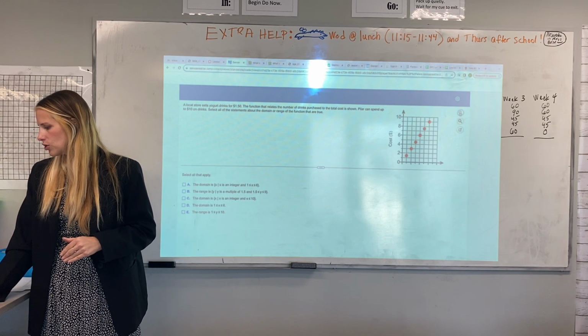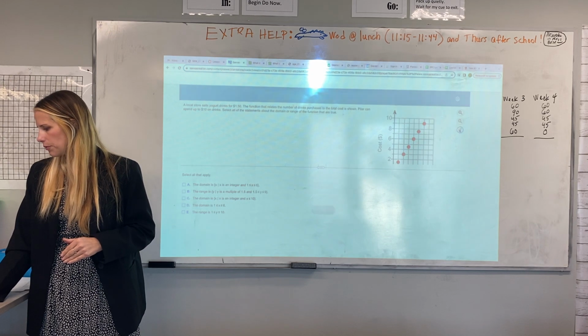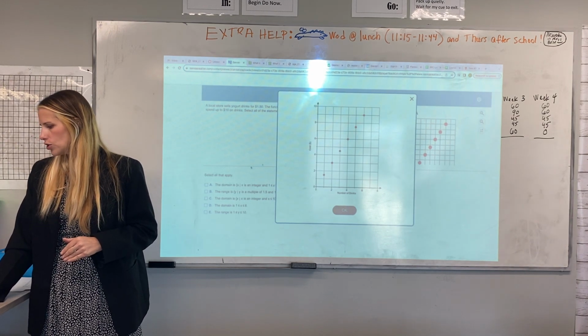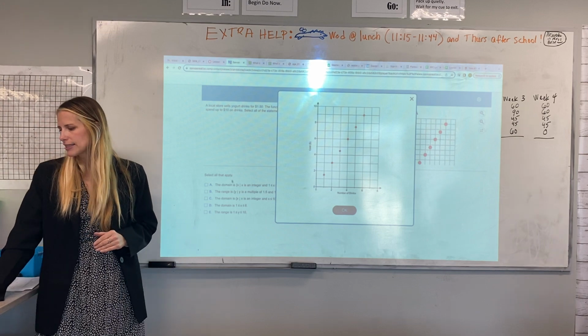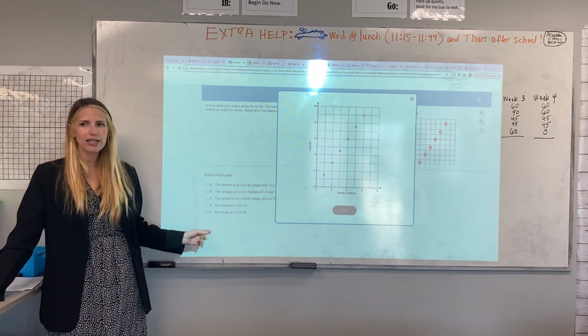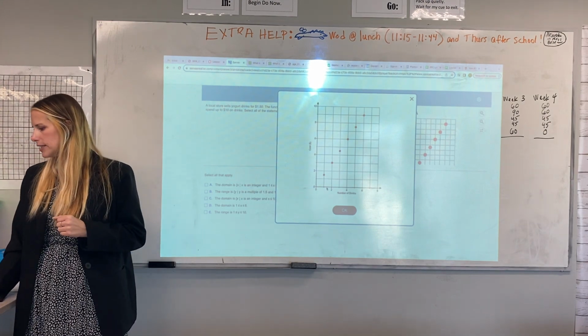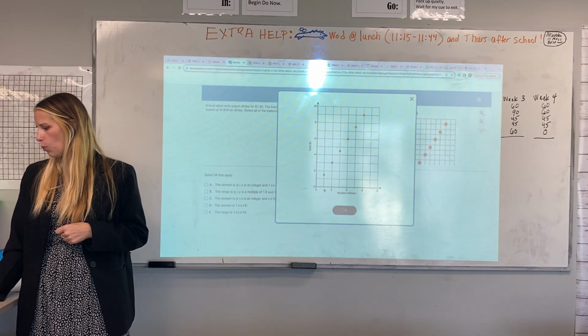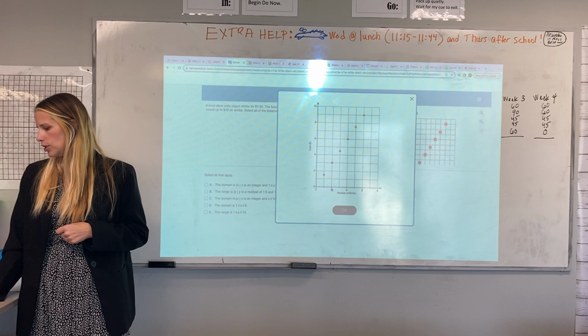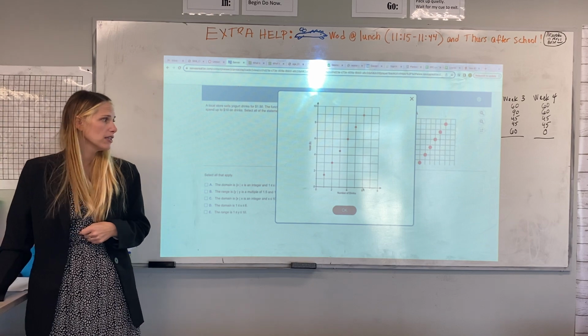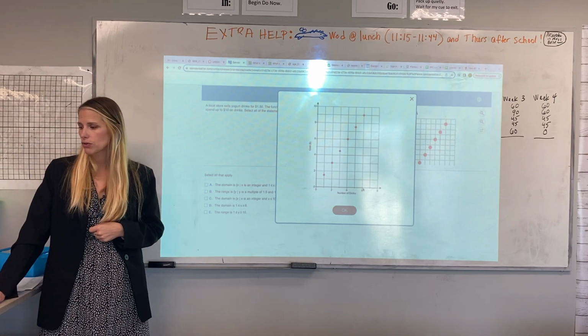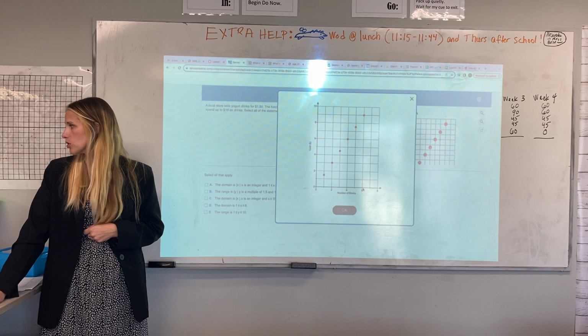So they gave us some constraints here. Let me pop this out. Okay, so it says select all that apply. It's talking about the domain and the range, so we need to find the domain and range of this situation. What is our domain here? We've got 1, 2, 3, 4, 5, and 6, right? Those are all potential x values, right? Is it continuous or discrete?